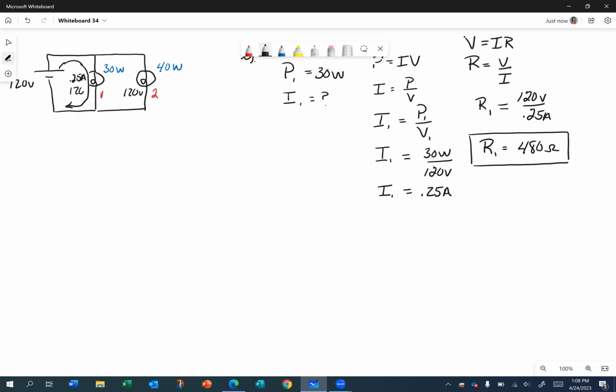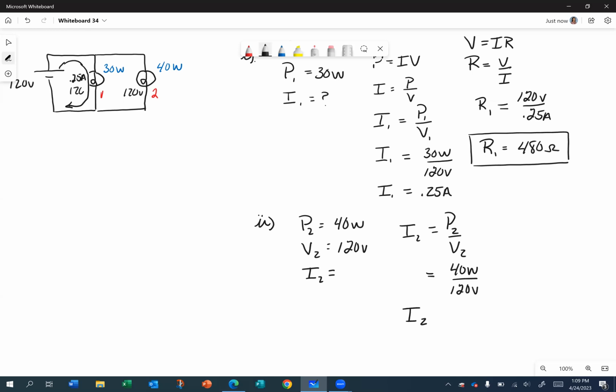For the second part, what about the 40 watt bulb, right? So now we have power of 2 is 40 watts. The voltage of 2 is still at 120 volts. We can solve for the current of 2 that goes into that branch using the same equation we did above, where current 2 is equal to power 2 divided by voltage 2. So that's going to be 40 watts divided by 120 volts. So the current that the 40 watt bulb is going to draw in that circuit is 0.33 amps.